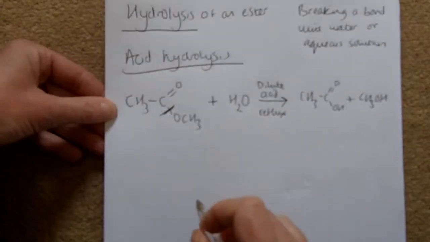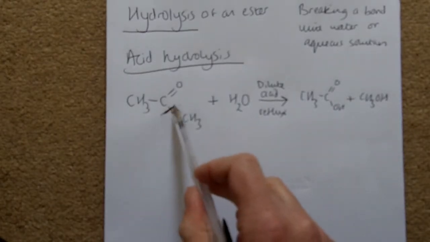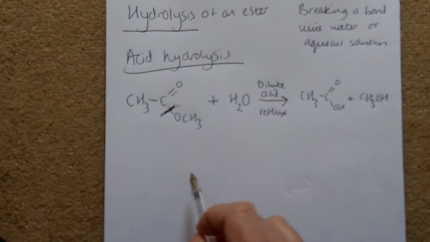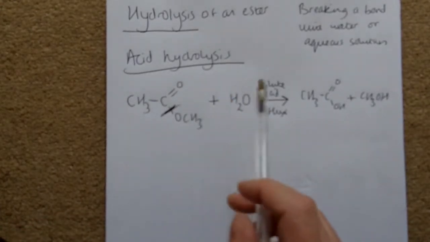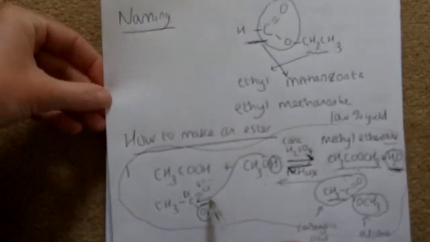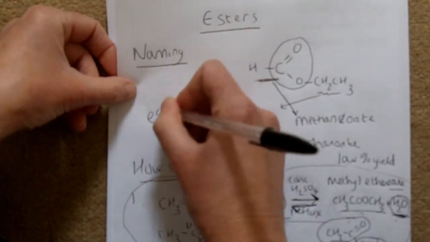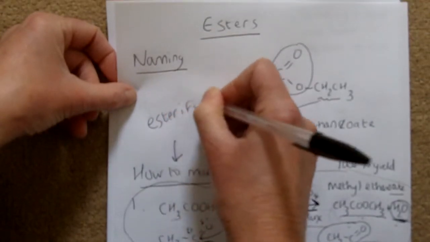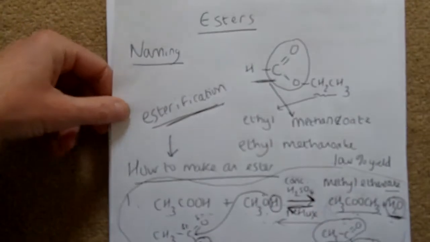So it is just the reverse of esterification. Esterification is the name for making an ester. It's the reverse, and we're breaking that bond and we use dilute acid. It's not very good because it is in equilibrium. So how to make an ester is esterification. Esterification, how to make an ester.